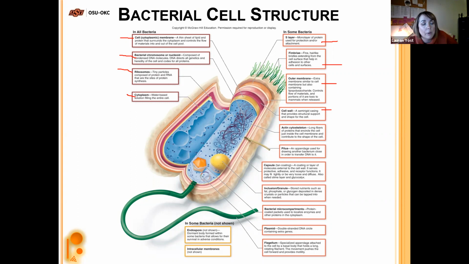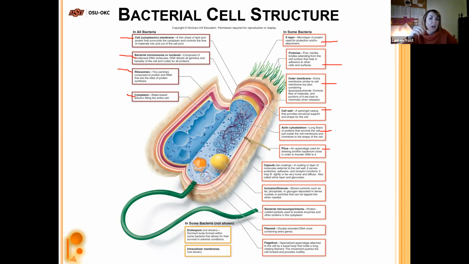What is a cell wall for bacteria? Don't worry, we'll talk about it, but it's made of peptidoglycan, okay? The actin cytoskeleton, that's literally what keeps the cell shape. Okay, the pilus, also called the sex pilus, is how they transfer DNA between one another.